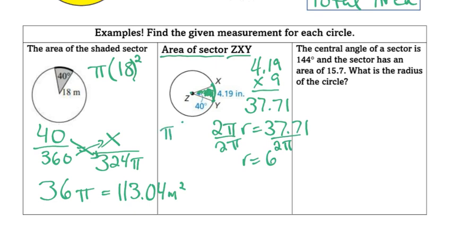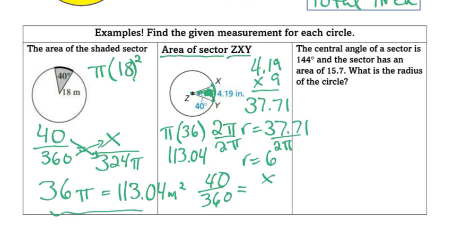From that radius, I can solve for the total area. Pi times the radius squared, or pi times 36. That's actually what we just said here. That's 113.04. So my total area is 113.04. I have 40 degrees out of the total 360. That equals some area out of the total of 113.04. So there you can cross multiply. If you left this in terms of pi, you'd get 4 pi. Or if you want to change that into decimal, it's 12.56 inches squared.